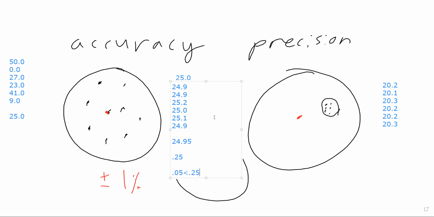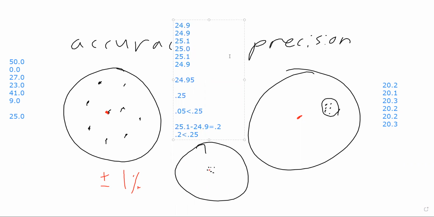Although, because we are ranging from 24.9 to 25.2, so 25.2 minus 24.9, okay, that is actually going to be too big. So we're just going to change it to 25.1 because I can manipulate the data. But that's going to come out to 0.2, which again, 0.2 is less than 0.25. So we have an accurate and precise sampling here.